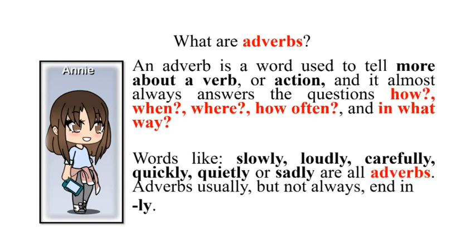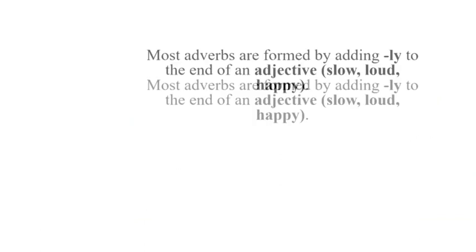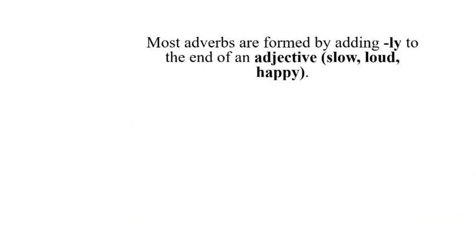Tako da reči kao što su words like slowly, loudly, carefully, quickly, quietly, or sadly are all adverbs. Slowly, loudly, carefully, quickly, quietly, sadly. Primetite da se uglavnom završavaju na ly. Čitamo to kao li. So, not always, but usually. Most adverbs are formed by adding ly or li to the end of an adjective.